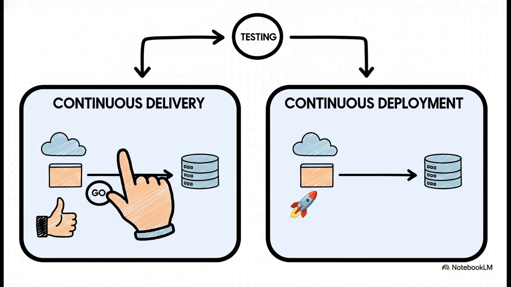Okay, so let's clear up something that trips a lot of people up, the subtle but really important difference between the two CDs. With continuous delivery, every change gets automatically tested and is made ready for release, but a human still has to push that final go button. On the other hand, with continuous deployment, that final step is also automated, so any change that passes all the tests goes straight to your users. No human intervention needed at all.